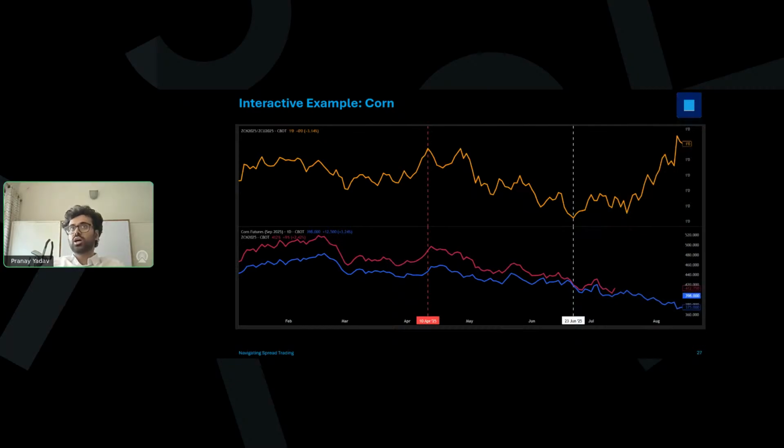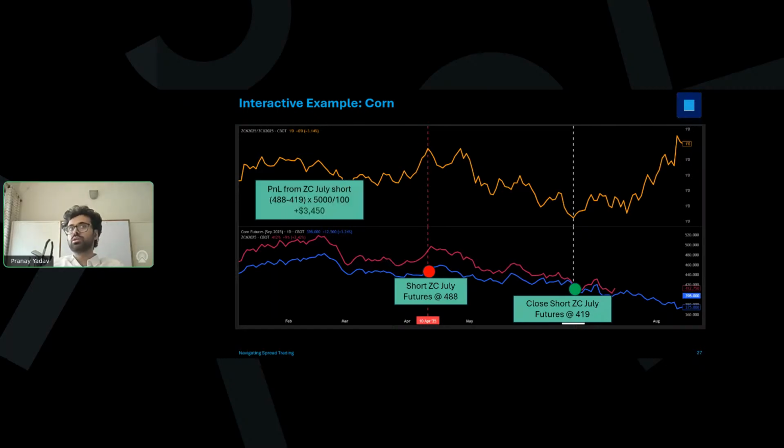With that, let's construct an example trade on corn. Again, this is a calendar spread. It consists of positions in two different expiries of corn futures. The first position is a short position in corn July futures at the price of 488 cents per bushel. We exit that position about 1.5 months later at 419. Clearly, that position is profitable, and we can calculate the P&L for that at 3,450.